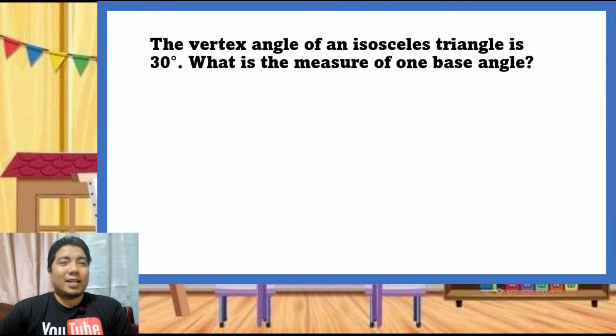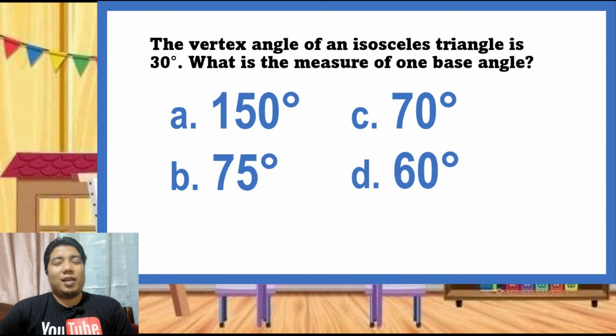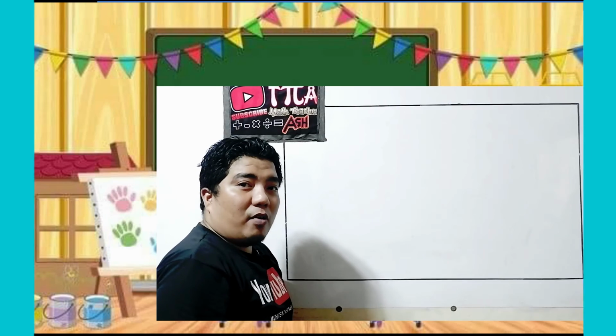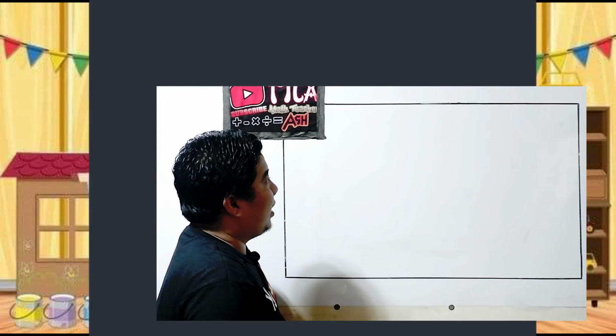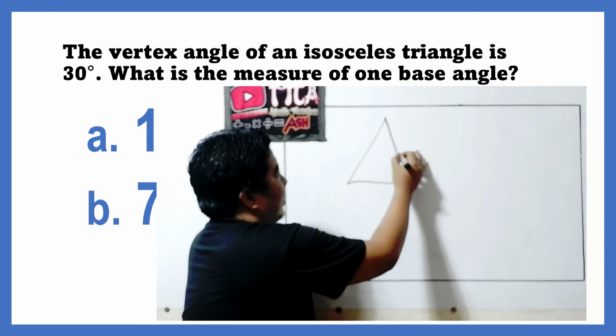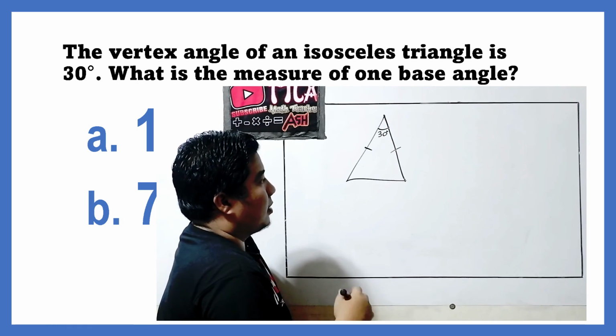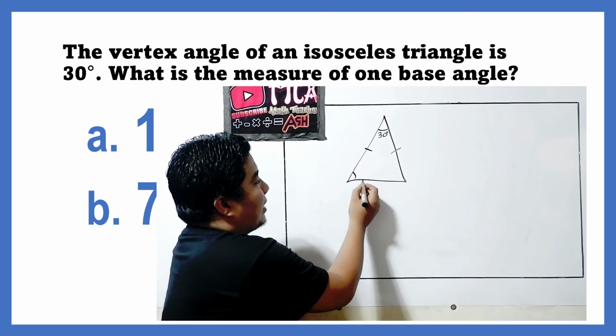The vertex angle of an isosceles triangle is 30 degrees. What is the measure of one base angle? Is it A, 150 degrees, B, 75 degrees, C, 70 degrees, or letter D, 60 degrees? Now, for our last problem, it says here, the vertex angle of an isosceles triangle is 30 degrees. Now, what is the measurement of one of the base angles?